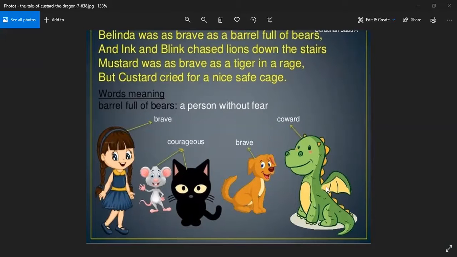So he prefers safety first. And for that sake, he's being made the butt of the jokes of the others, and he's being called stupid and coward. Fine.